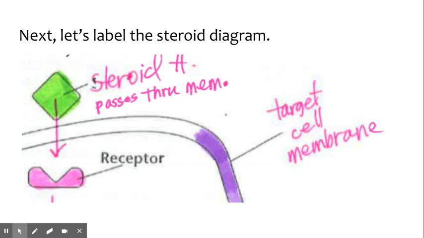Okay, now let's take a look at the steroid diagram. So the green shape is the steroid hormone. Notice that it passes through the membrane to bind to the receptor.